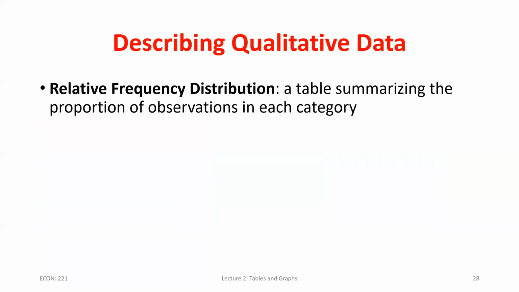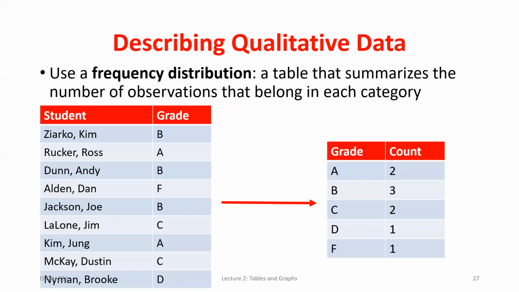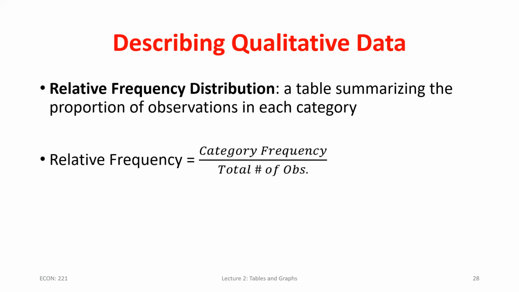The next thing we can come up with is our relative frequency distribution. Once we have that frequency distribution, the way we turn it into a relative frequency is simply dividing that frequency by the total number of observations. Think about it this way. If I had a class of 10 people, 3 of them got A's, the frequency is 3. The relative frequency would just be 3 over 10, or 0.3. So all I'm doing is going through and dividing each frequency by the total number of observations. So we take the category frequency, and we divide by the total number of observations.